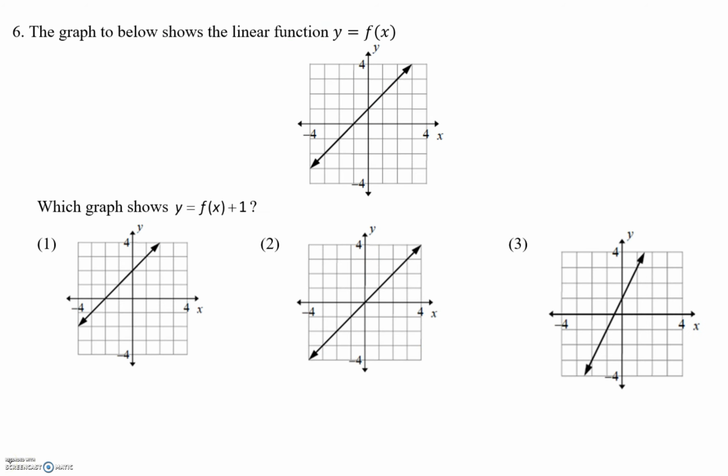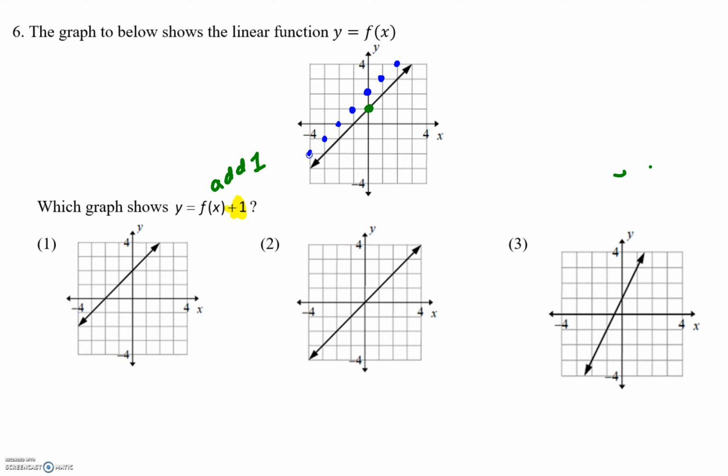The graph below shows the linear function y equals f of x. Which graph shows f of x plus 1? So f of x plus 1 means that we're taking the original graph, f of x, and we are adding 1. I like to use the y-intercept. It is the easiest point to see. So if I took this green dot, that y-intercept, and I added 1, I'm shifting it up to here. And then every other point on this line would be shifted up 1 unit.